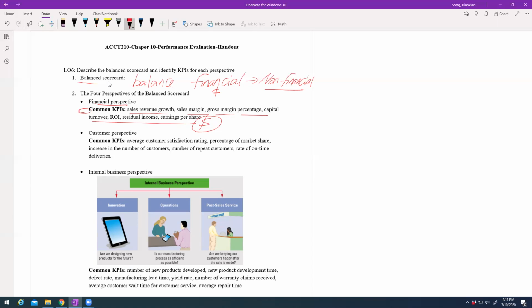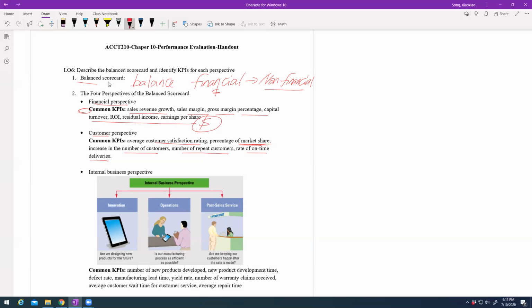The second perspective is the customer perspective. What's the meaning of customer? Customer certification, the market share is also a customer perspective, increasing the number of customers, the number of repeat customers, and the rate of on-time delivery. Those are the customer perspective. Does the customer like you? Do you have more market share? Those are the two main important things in the customer perspective.